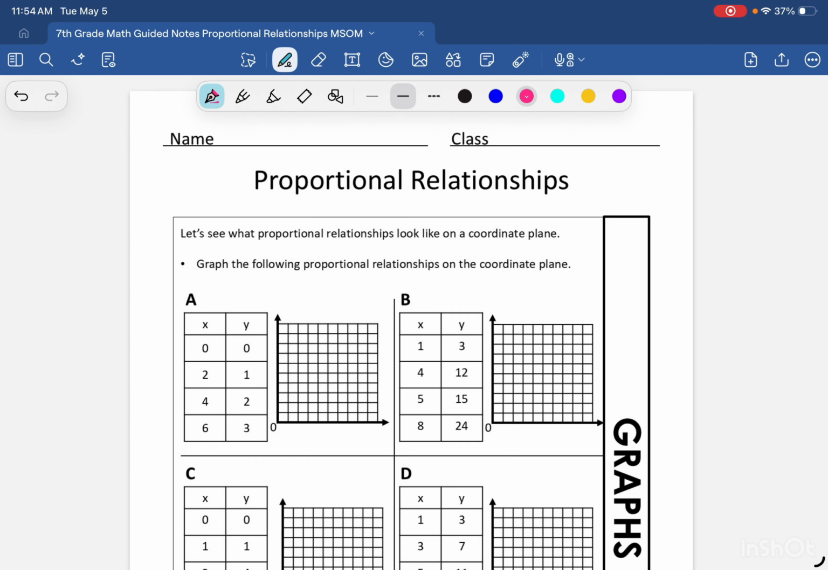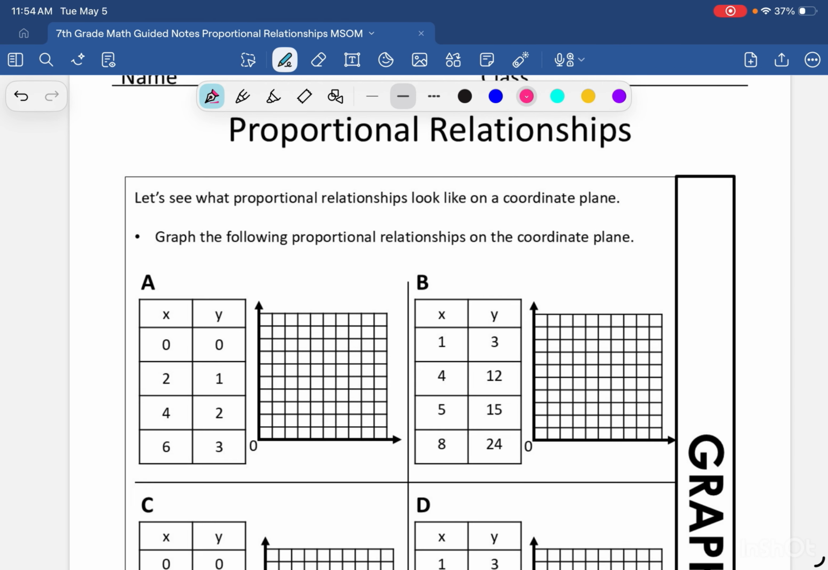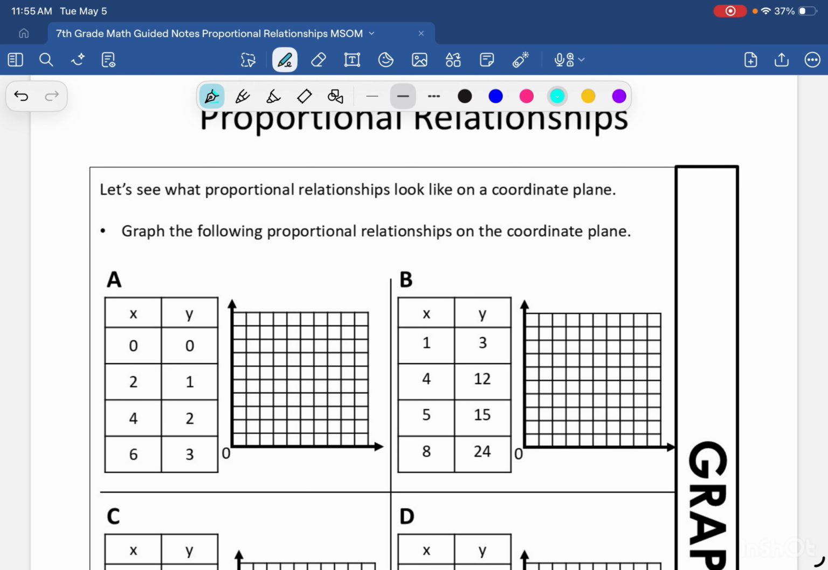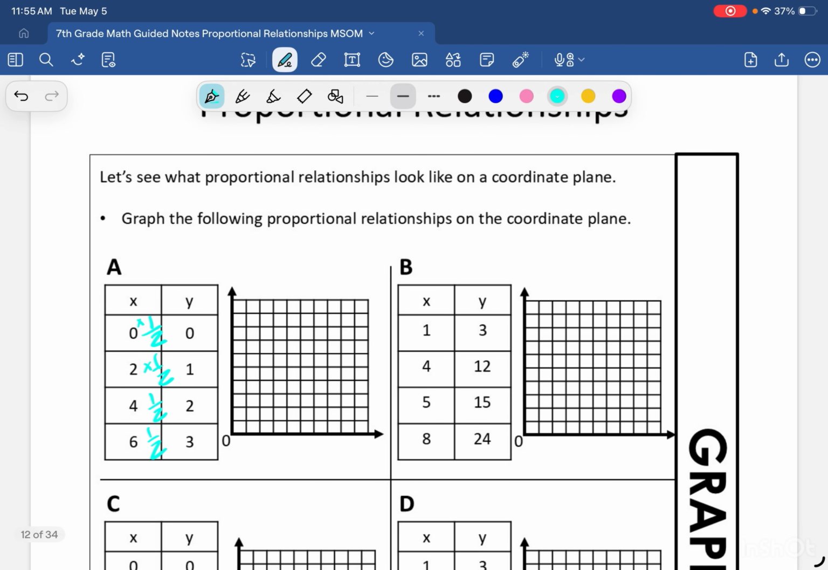Next, let's see what proportional relationships look like on a graph. I know right here that this table is proportional because I am multiplying by 1/2 or dividing by 2 as I go across between the x's and the y's. So it is proportional. Let's take a second and graph that.